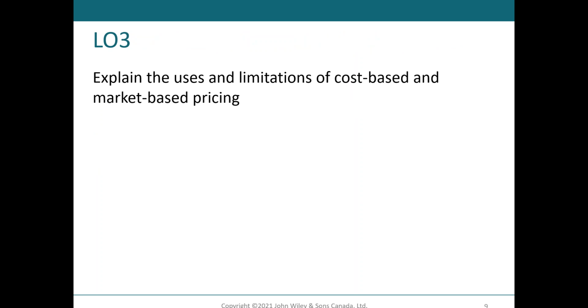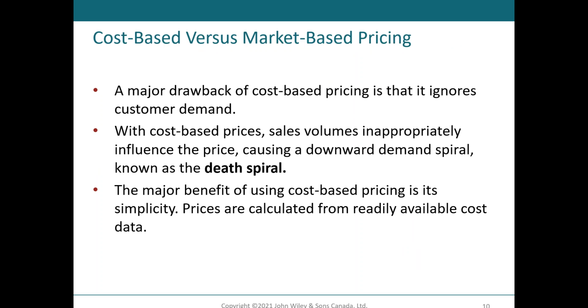Each of these methods has its own limitations, and a major drawback of the cost-based approach is that it simply ignores customer demand. The cost-based approach is an easy method that companies can use because they already know the cost of the product. All they have to do is look at the cost and add a markup, so they know they're going to get a guaranteed profit from that product, but they ignore the market. If they ignore the market, this could cause a death spiral.